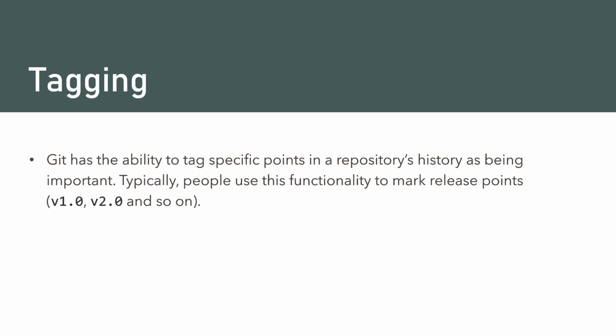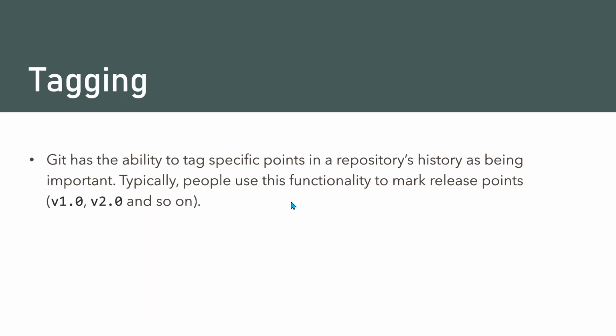Alright, so first we'll try to understand what tagging is. Tagging means you can tag a specific point in a repository's history. Let's look at the definition. Git has the ability to tag a specific point in a repository's history as being important. If you feel a specific point in your code repository is very important, you can mark it with some name. We generally call it a tag.